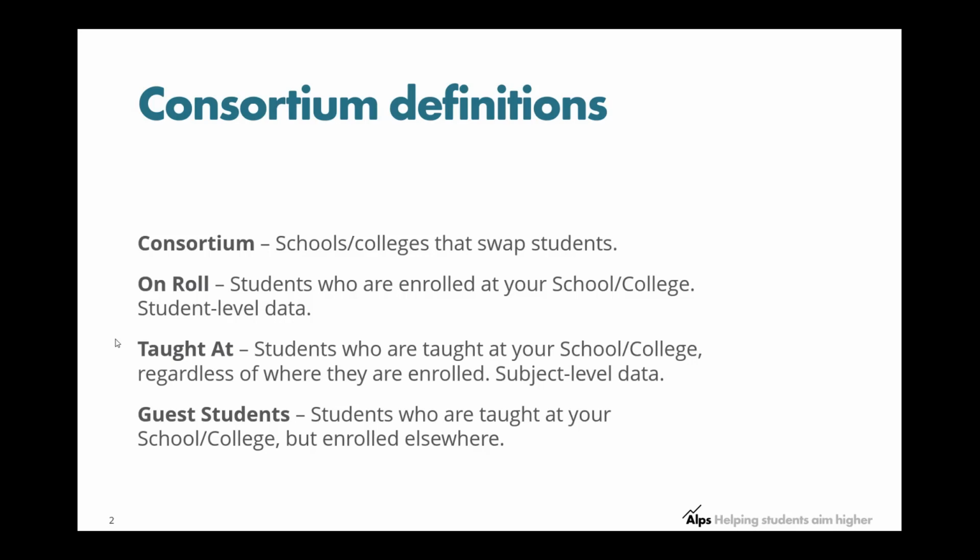Now, on-roll, taught at and guest students are things that we will talk about quite a bit. Your on-roll students are the students who are enrolled at your school and college. Now you can define on-roll in the student level data, and I will show you this in Connect data shortly. And your taught at, similarly, these are students who are taught at your school or college regardless of where they're enrolled. So these will be some of your guest or visiting students, and this is subject level data, so can be imported with your teaching set information. So your guest students or visiting students are students who are taught at your school or college but enrolled elsewhere.